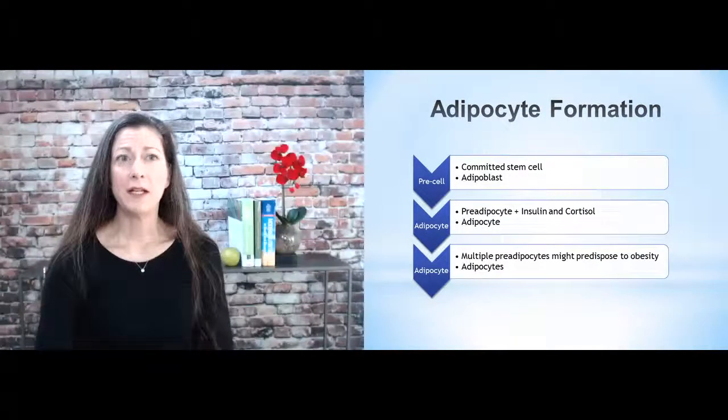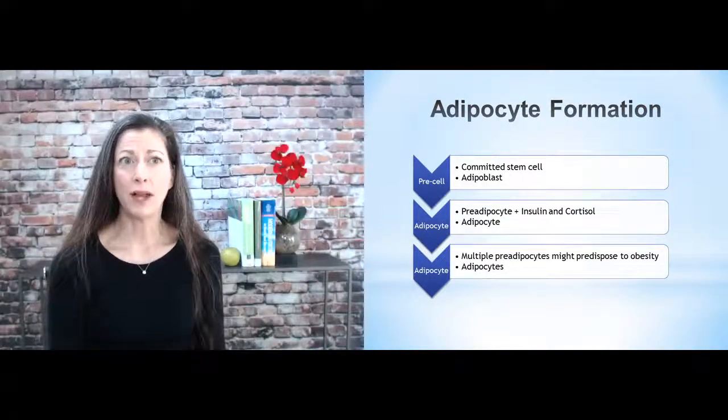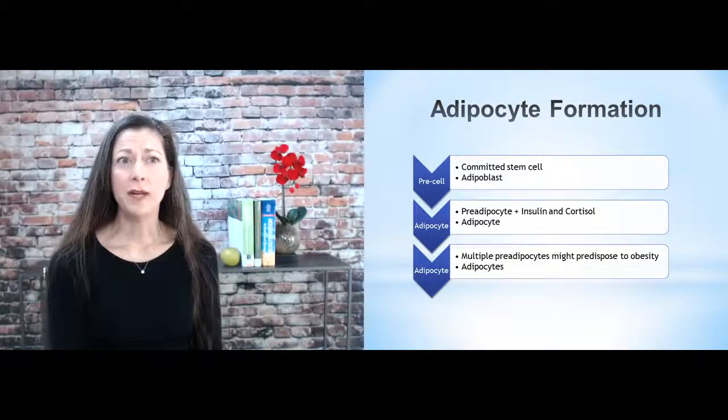Your body can continue to build and grow adipocytes or adipose tissue throughout your entire life. A non-committed stem cell, or an adipoblast, in the presence of insulin and cortisol, can go on to become an adipocyte or fat cell.